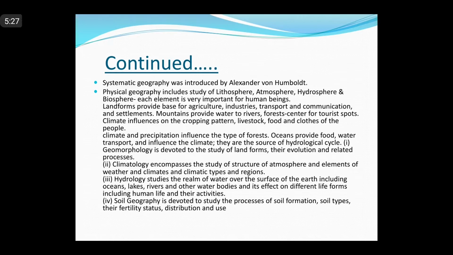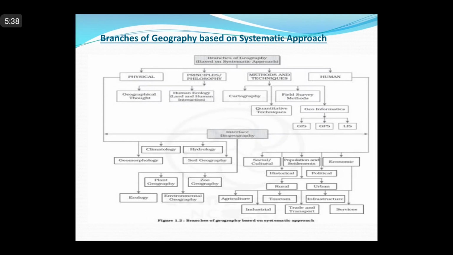The major branches of human geography are cultural geography, social geography, population geography, urban geography, rural geography, economic geography, agricultural geography, industrial geography, political geography, then geography of trade and transport. Okay, all these are studied under human geography, right?